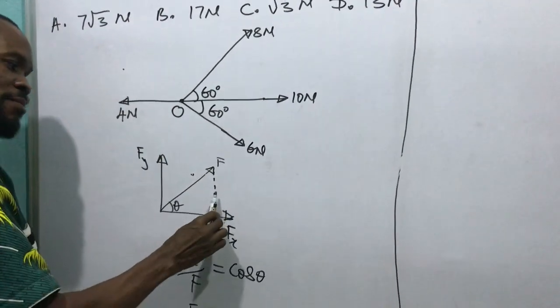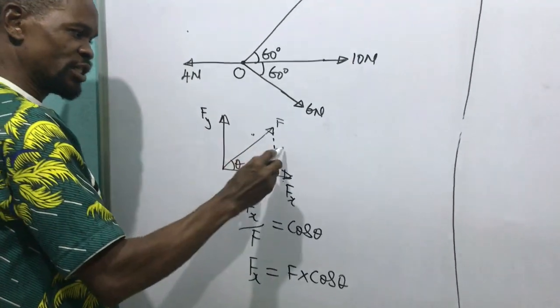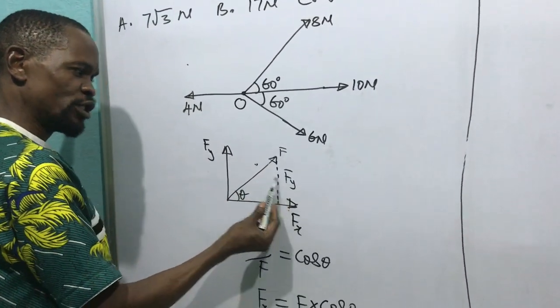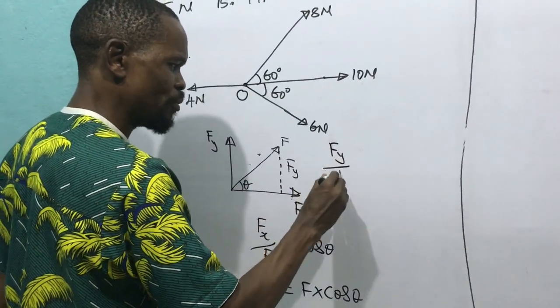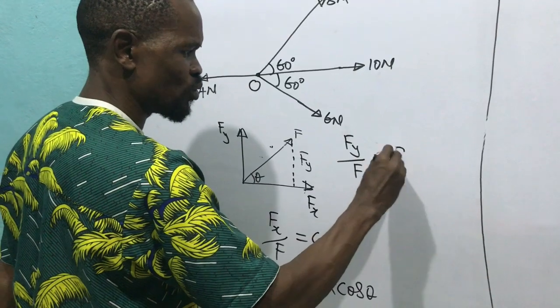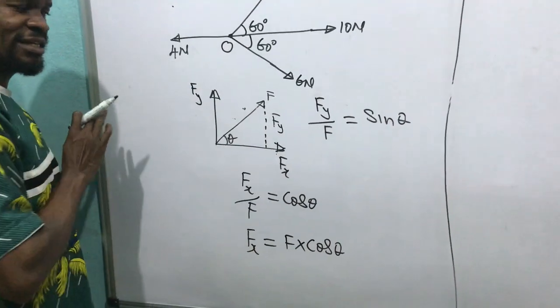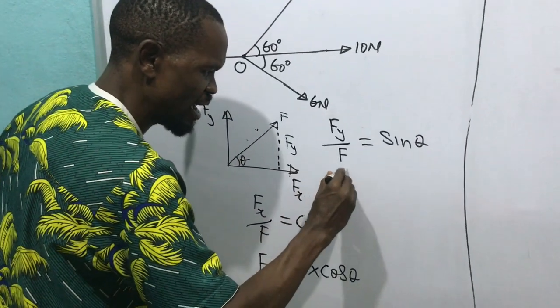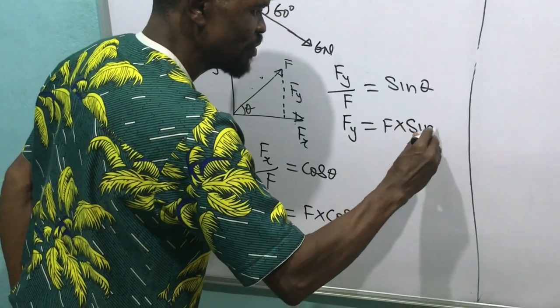If I'm talking about the vertical, I will talk about the opposite of this angle, which is Fy. Opposite over hypotenuse: Fy over F equals sine theta. Opposite over hypotenuse is sine theta. And this will give me Fy equals F times sine theta.